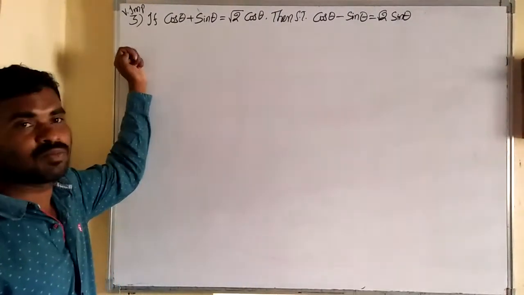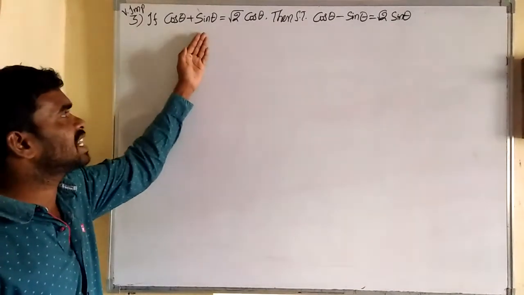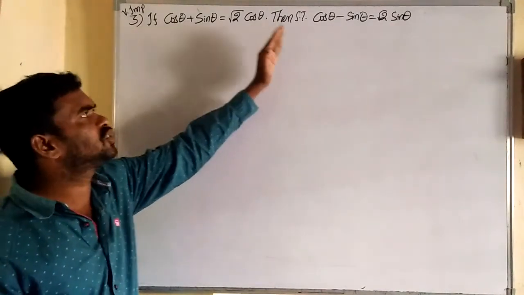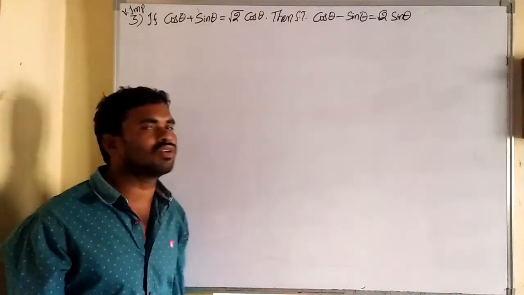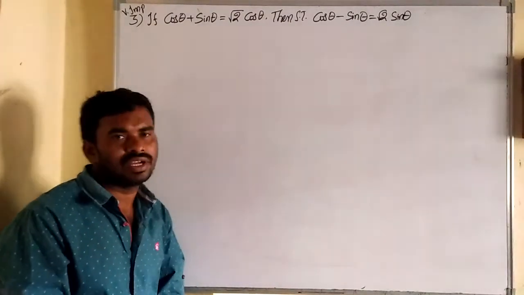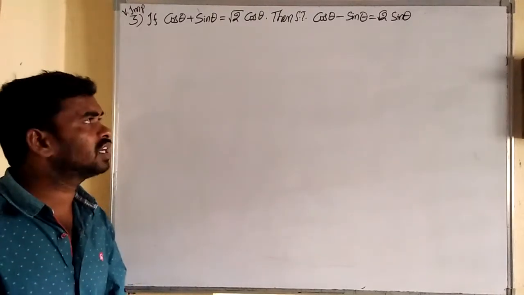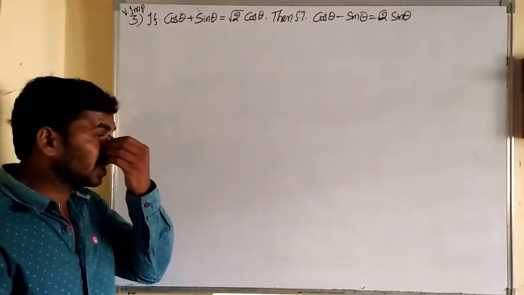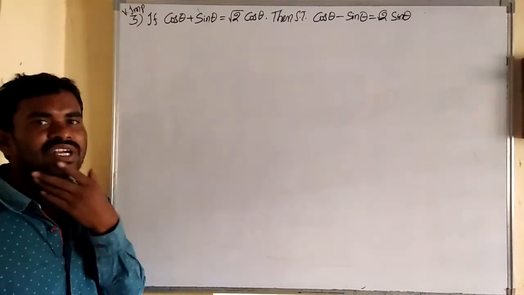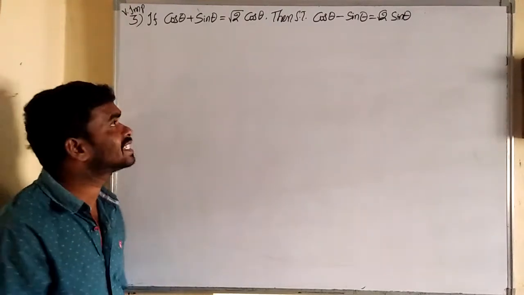Okay, next very important question. If cos theta plus sin theta is equal to root 2 cos theta, then show that cos theta minus sin theta is equal to root 2 sin theta. After these two questions, we will tell you how to find the maximum and minima. That is also very important. This class especially consists of more important questions.